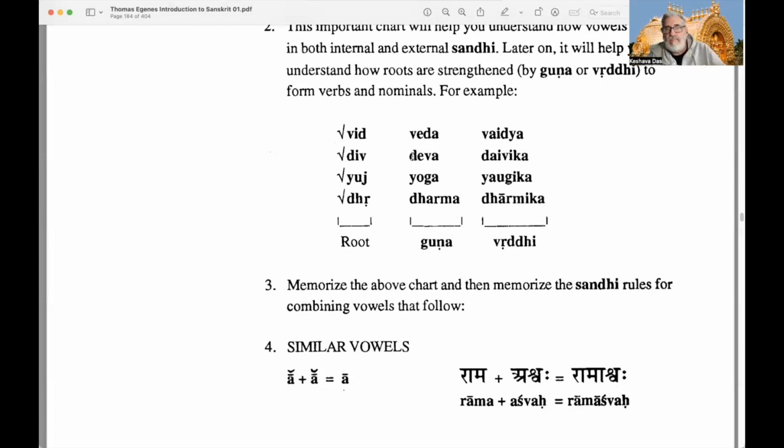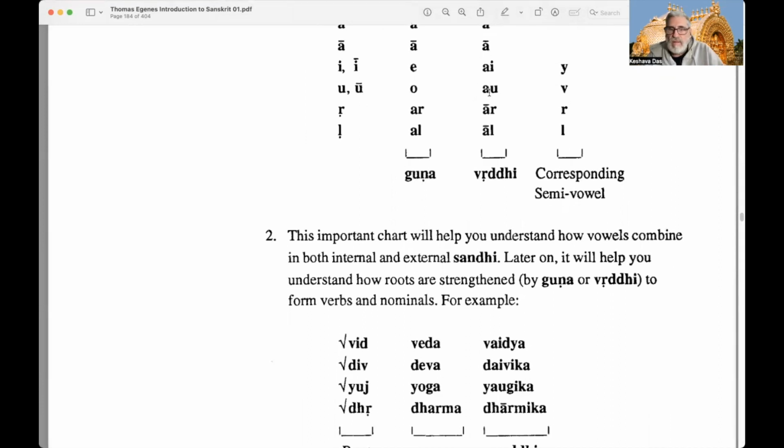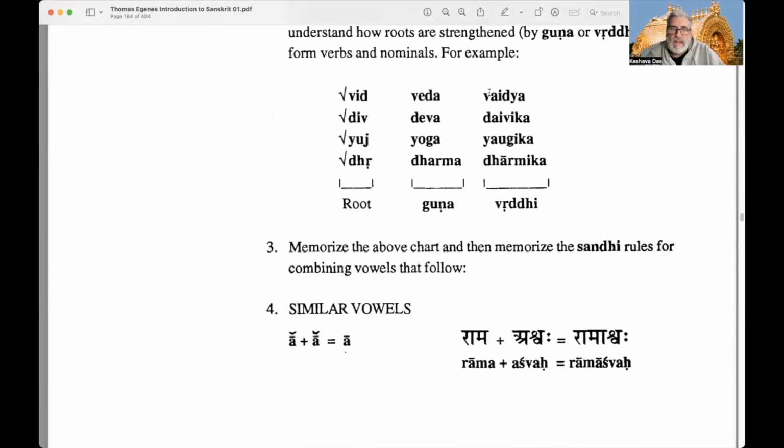So here we have vid becomes veda by guna, and then we have vaidika, which means something according to the Veda, right? So vaidika is an example of how it's changed. The e becomes a in Veda, and the vid becomes ved, then it becomes vaid, right? Okay, all right. So here's another example.